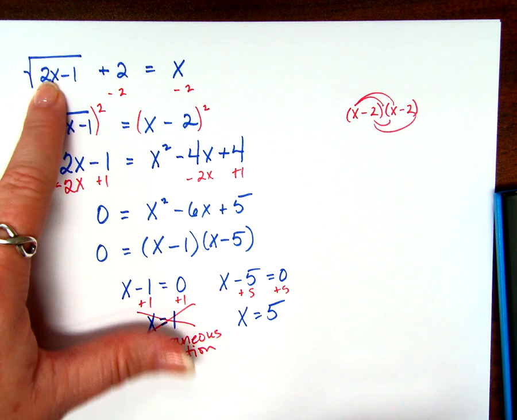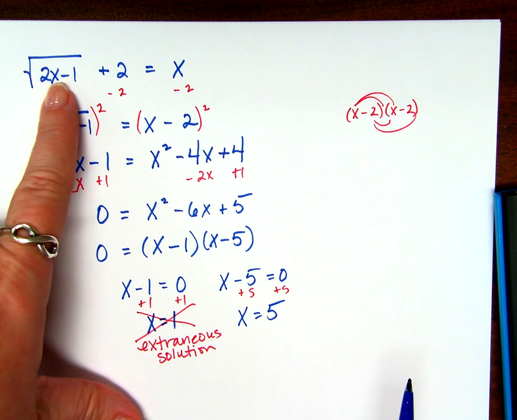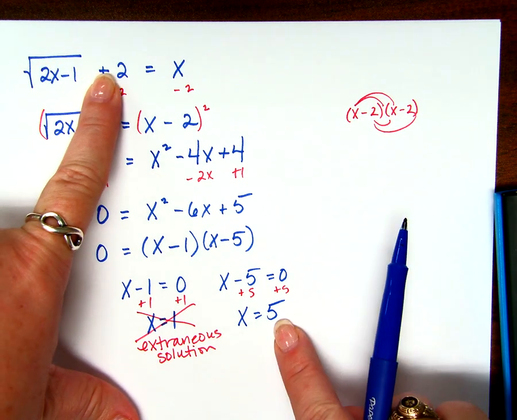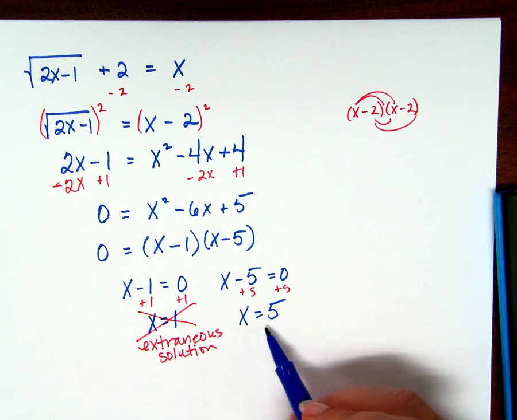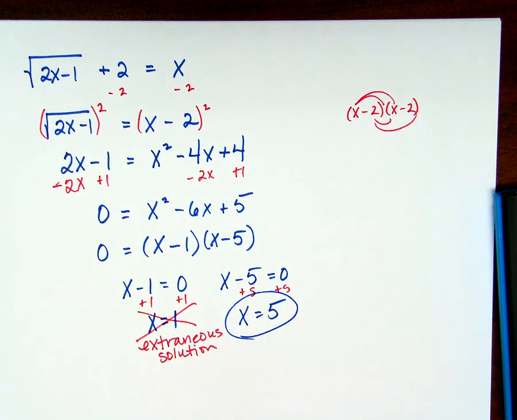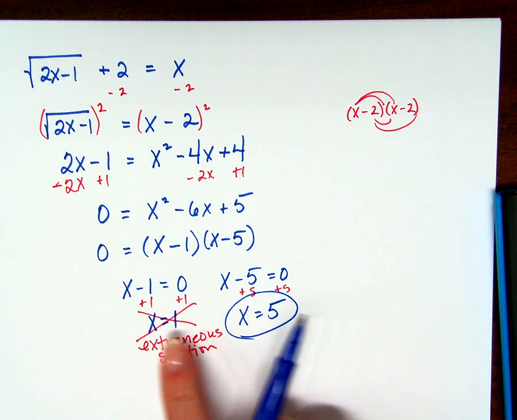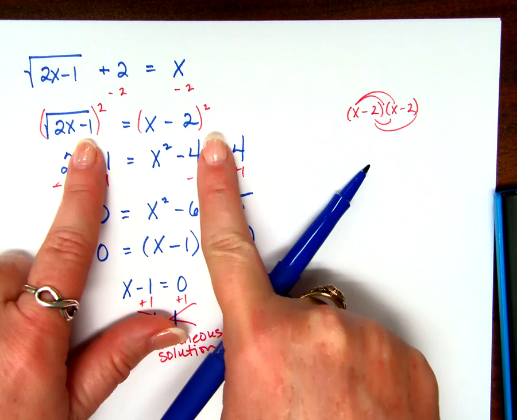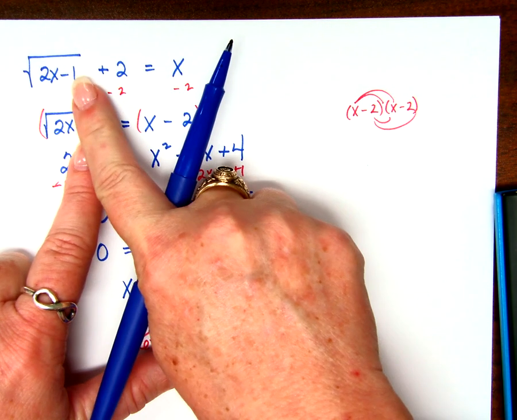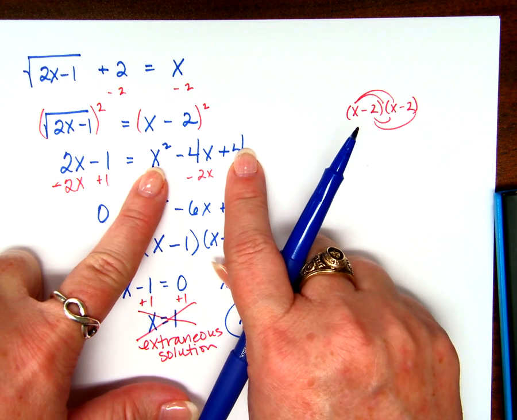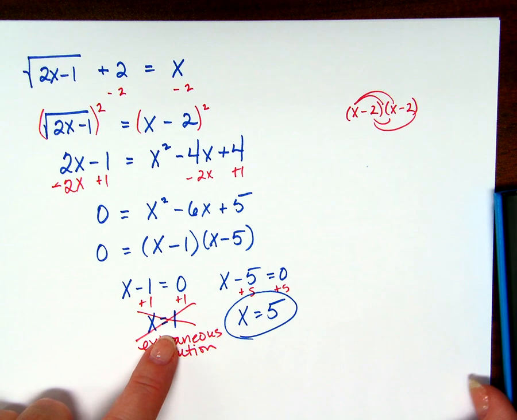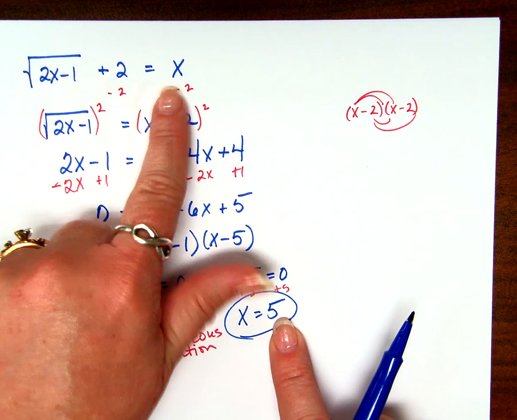What about 5? What's 2 times 5? 10 minus 1? Square root of 9? 3 plus 2? 5 equals 5. That one works. This one's fine. So why did we get 2 answers if there wasn't a squared in the original problem? Didn't we square it to undo the radical? So we created a squared problem when there wasn't a squared in the original problem. That's how come we ended up getting 2 answers, but only one worked because we're only supposed to get 1.